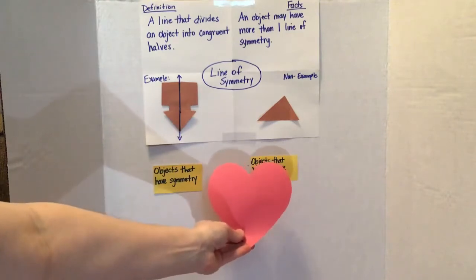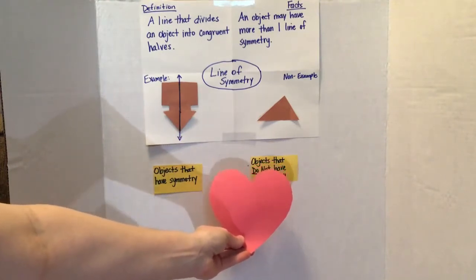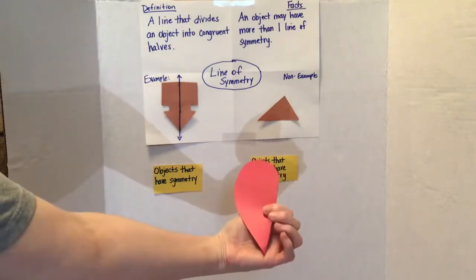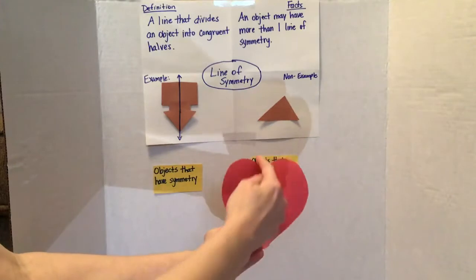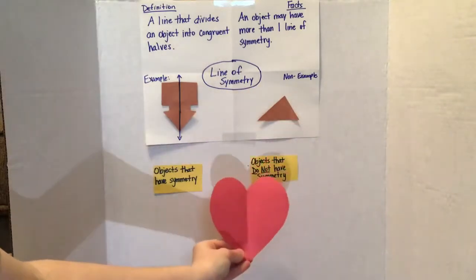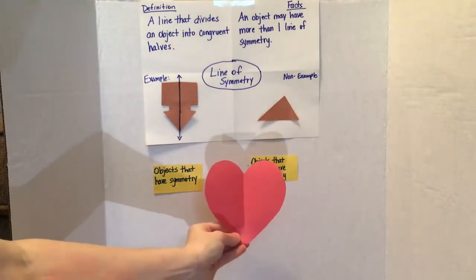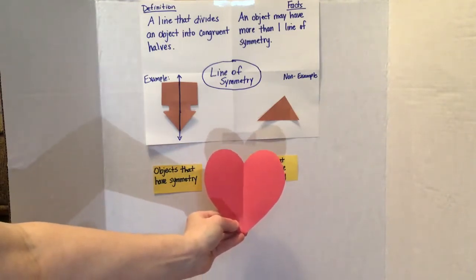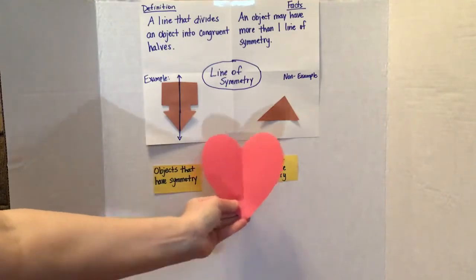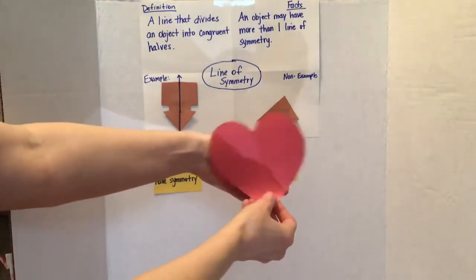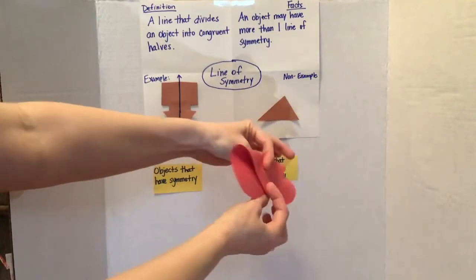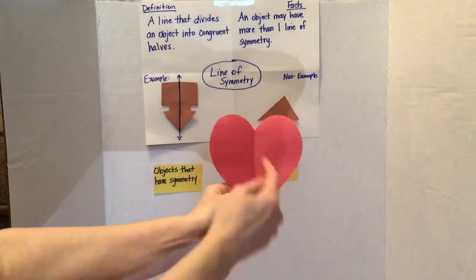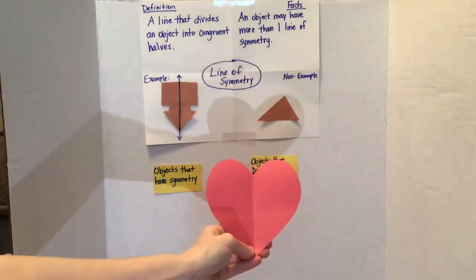And the way I like to explain this is, if I fold this in half, do the sides match up? Look at that. They do. And I have the same side on each half. So I have congruent halves. So this object has 1 line of symmetry down the center. But let's check. What if I fold it horizontally? What's going to happen? Does it meet up? No, it doesn't. So this only has 1 line of symmetry down the center.